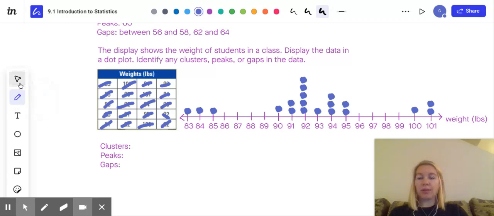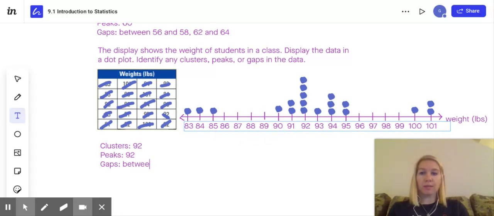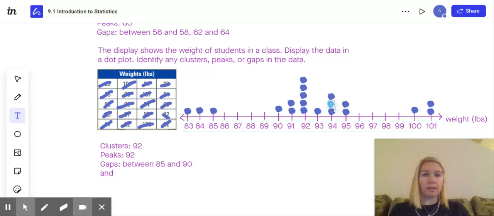Okay, so now let's find our cluster. Well, most of the weight is between 90 and 95, and I would say the cluster's at 92. And that's our peak too, because that's our highest point. So peak is 92. And gaps, okay, where do we see no dots? Well, I see no dots between 85 and 90, so between 85 and 90. And I don't see any dots between 95 and 100. Okay, and that's it.